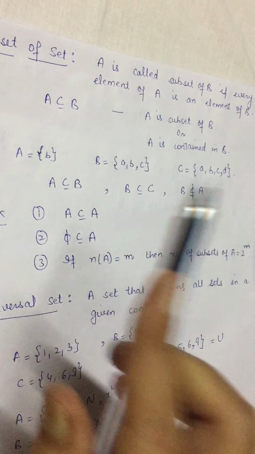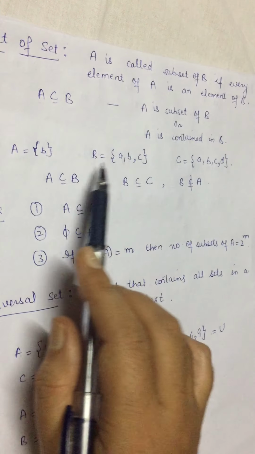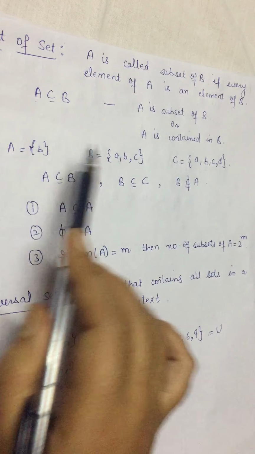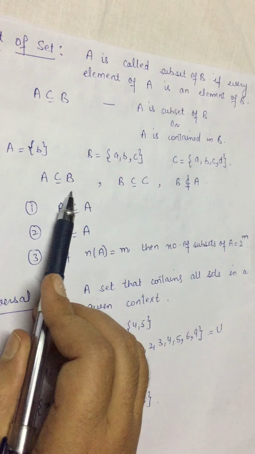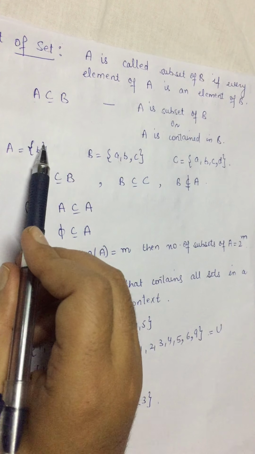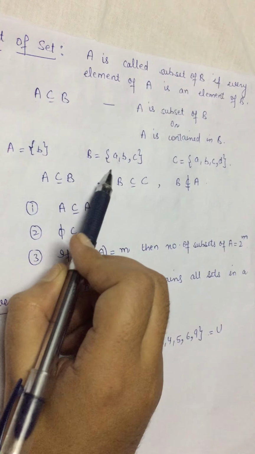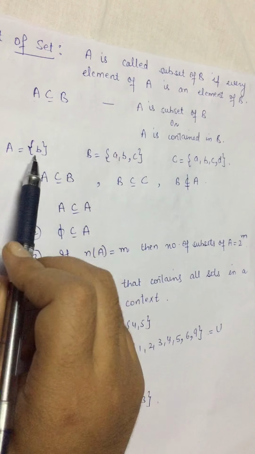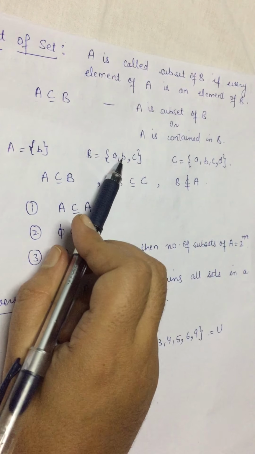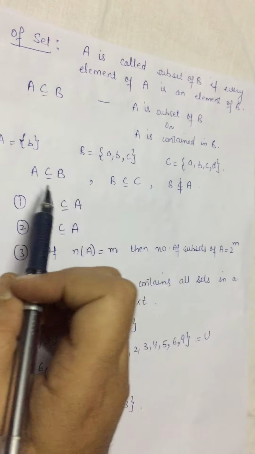So I am explaining it with an example. Here I am taking three sets, A, B and C. From these sets, I can say A is a subset of B. How can I say this? A has the element b. A is a subset of B if every element of A is present in B. So here is b, and b is present in the set B. So I can write A is a subset of B.